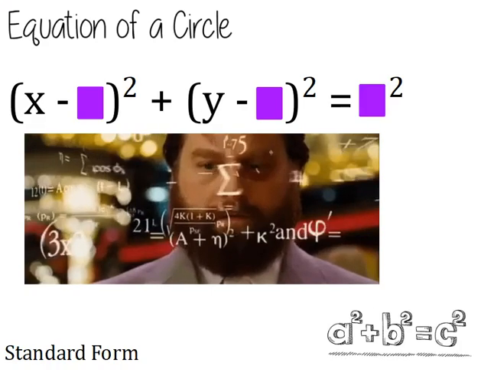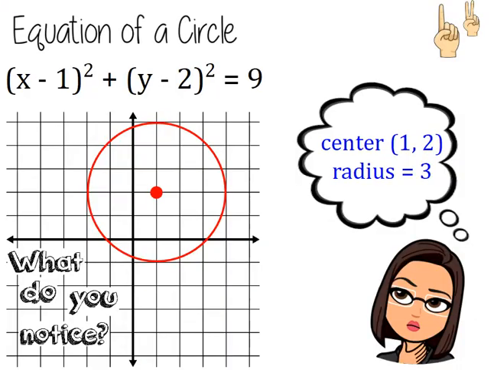So let's look back at our first circle. This is the equation of that circle. We knew that the center was at (1, 2), and that the radius was 3. So what do you notice about the equation, the location of the center, and the radius? Let me give you a second to think about it.